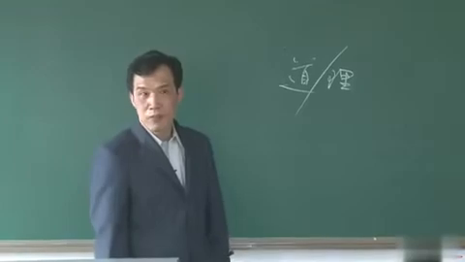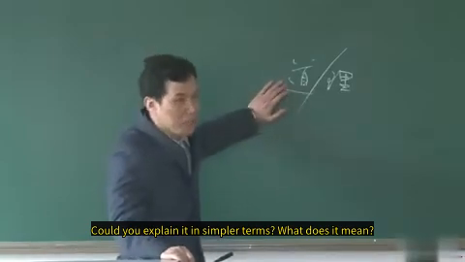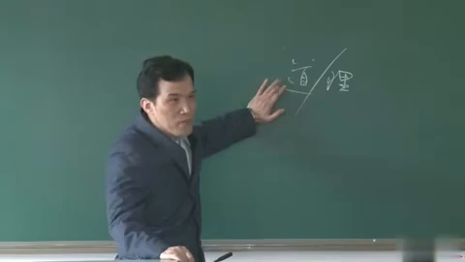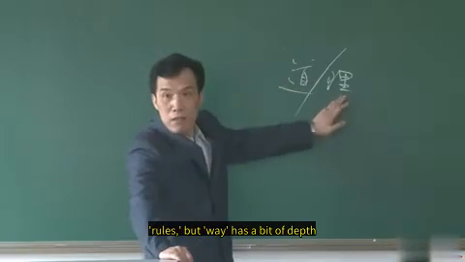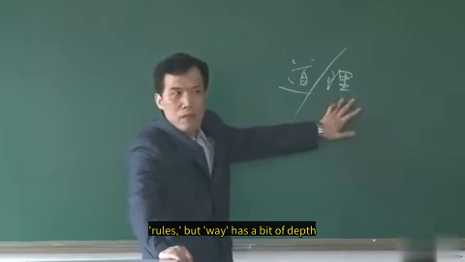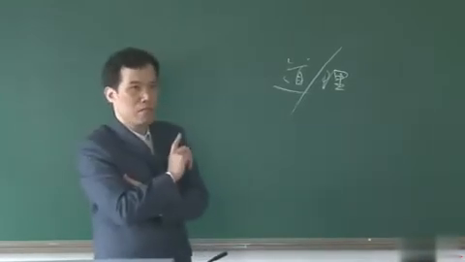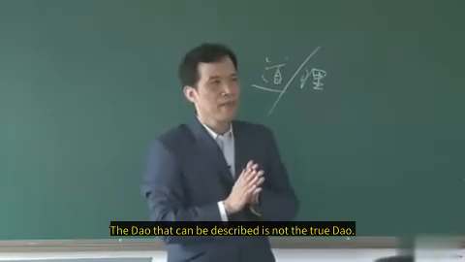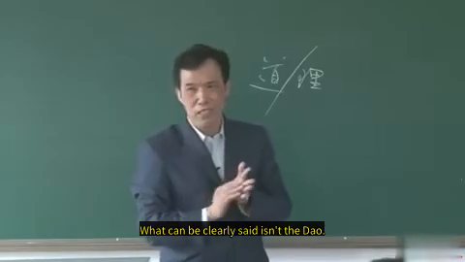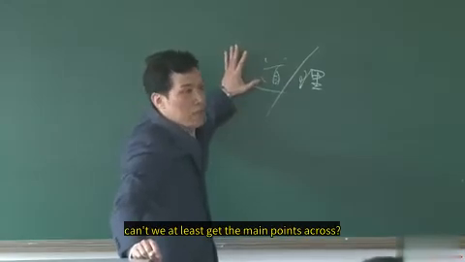What does way mean? Could you explain it in simpler terms? What does it mean? By instinct, rules, or reasoning. Reason isn't quite like rules, but way has a bit of depth. To put it simply, this character is tricky to decipher. Laozi said, "The Tao that can be described is not the true Tao. What can be clearly said isn't the Tao." But if we can't explain it fully, can't we at least get the main points across?